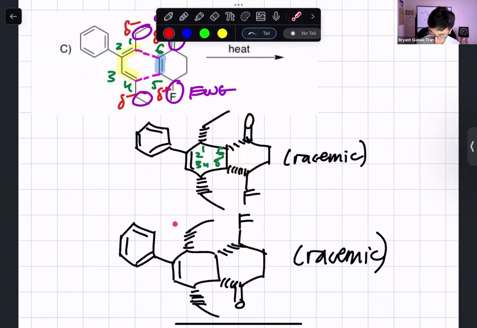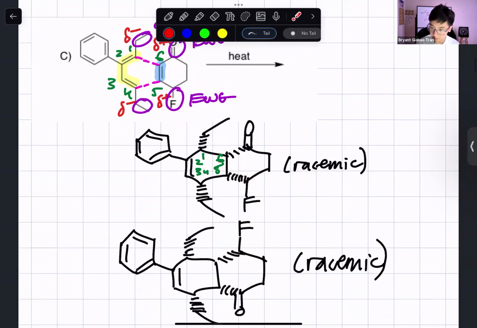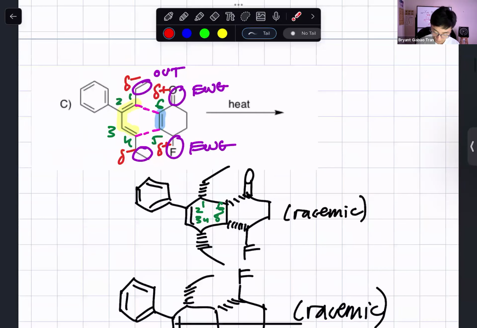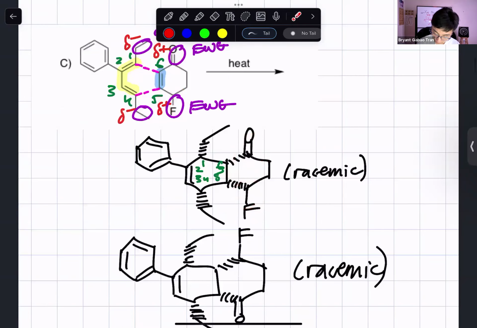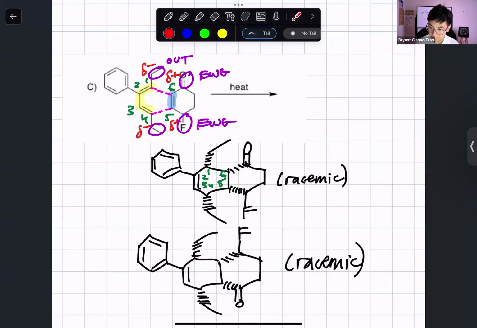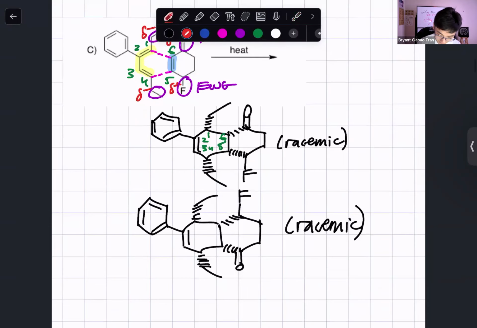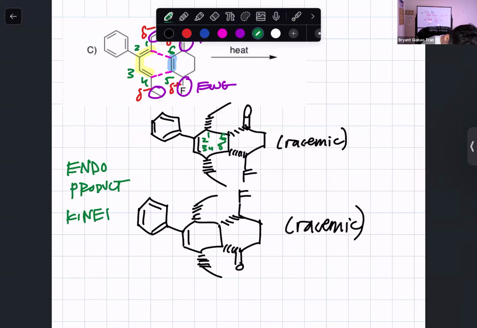But the reason why this ethyl is cis to the EWG is because of the endo rule, right? So the EWGs are cis because they started cis to each other. The out group is cis to the EWG because of the endo rule. And if these are the endo products, would this be the kinetic product or the exo product? Yeah, kinetic product. So endo product is the kinetic product.